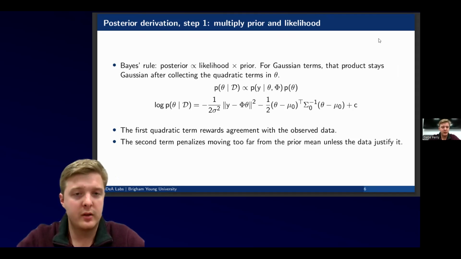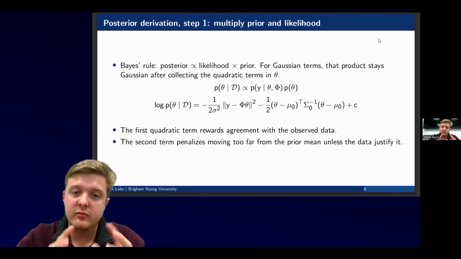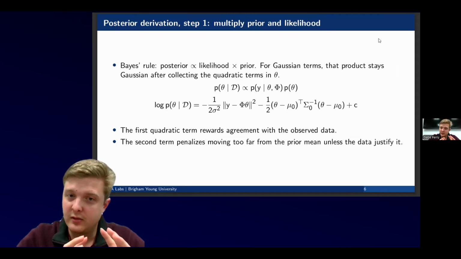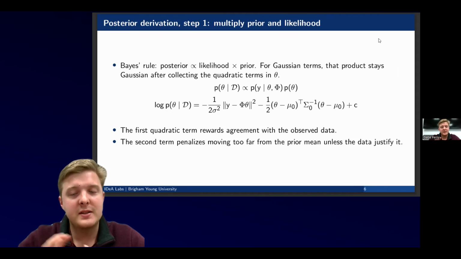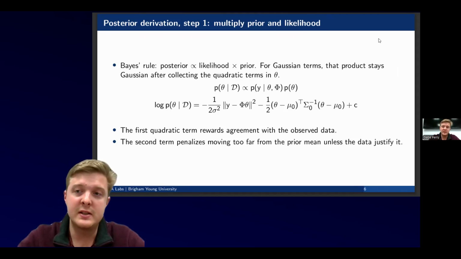And if we take the log probability, then we see two terms. The first term, the y minus capital phi theta term, is going to represent the loss function based on the data that we have observed, the data y and phi. And then the second term with that sigma inverse and the mu's, that is going to represent the normalization term in our loss based on the prior beliefs that we brought into the system identification problem.